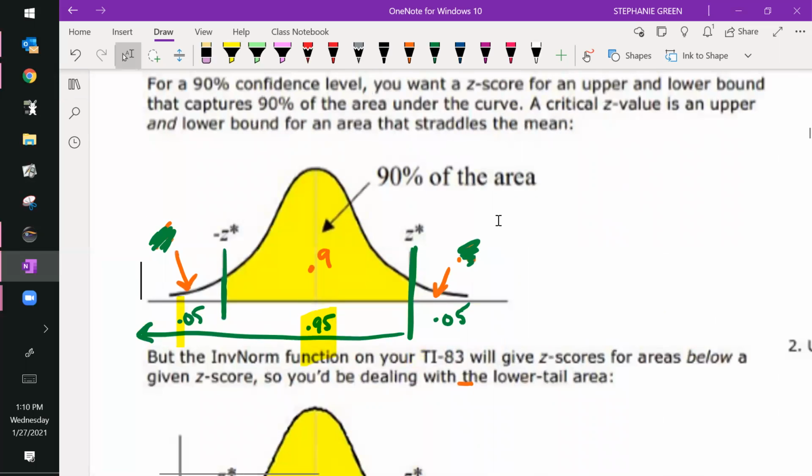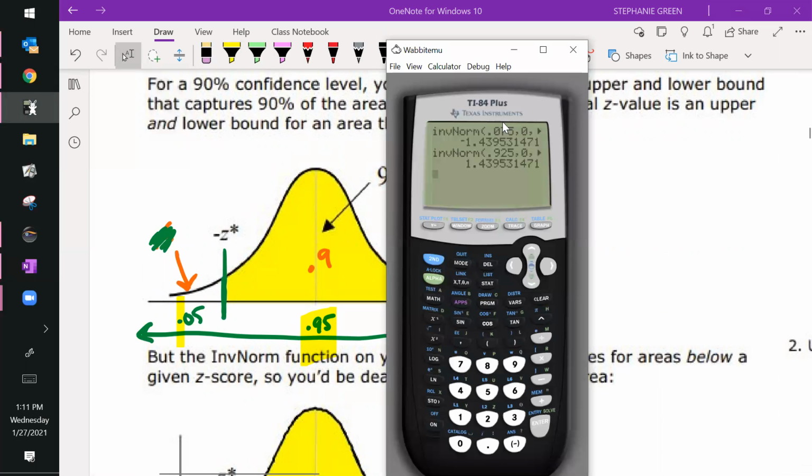So let's talk now about calculators. What if I want to do the same thing using a calculator? They can do the exact same process we just did using our standard normal table. I'll do the exact same thing on a graphing calculator. Oh, it's already there. Clear. By doing inverse norm.